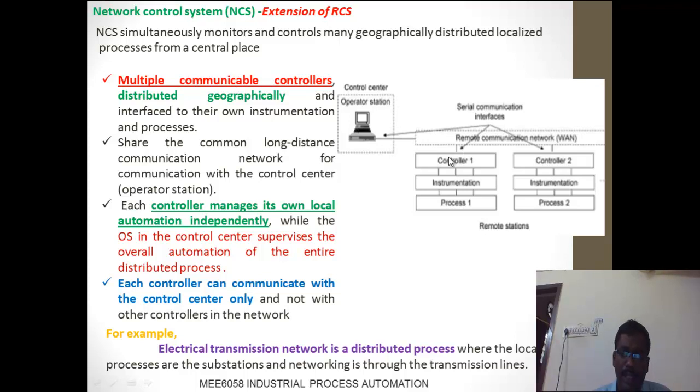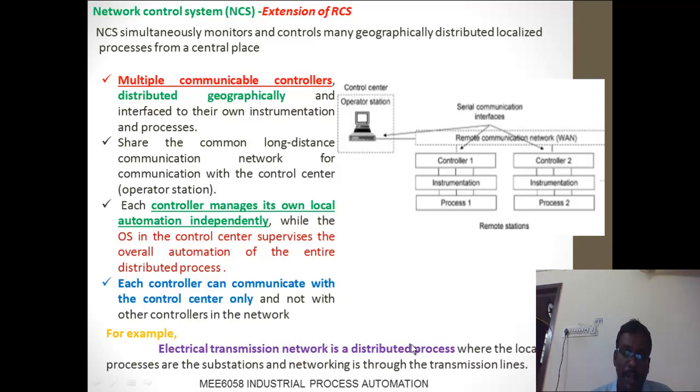For example, an electrical transmission network is a distributed process, where the localized processes are substations. We have substation 1 in area 1, substation 2 in area 2. Area 1 is within 50 kilometers, area 2 is within 100 kilometers, area 3 is within 500 kilometers.